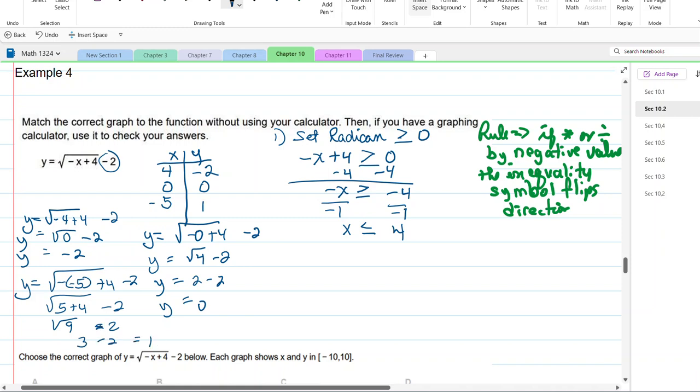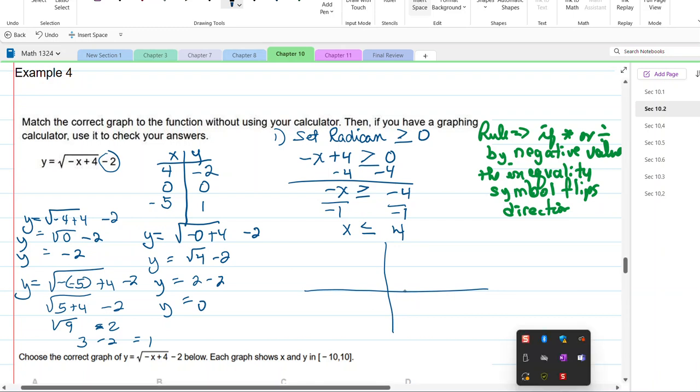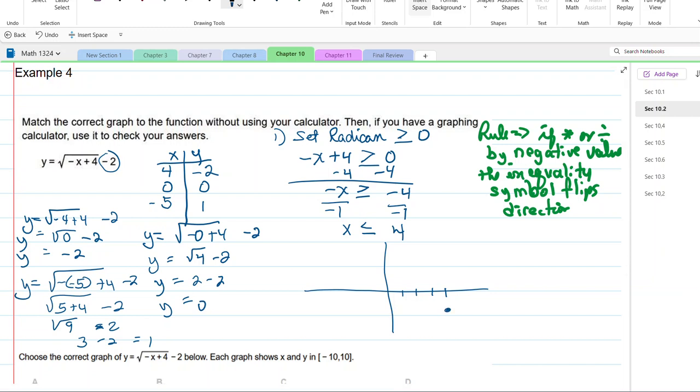So now we have enough that we could graph it. If I was graphing it, and we're going to see that in a minute, I have 4, and I got a negative 2. So I'm saying it's right there. At 0, I got 0. At negative 5, I got 1. So it looks like it goes this way.